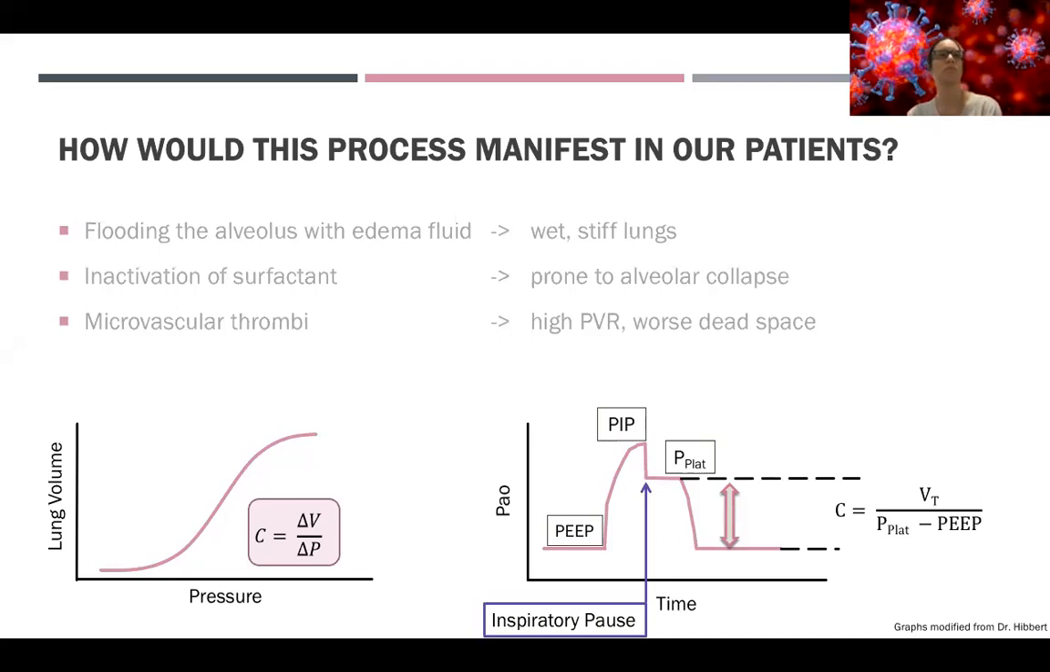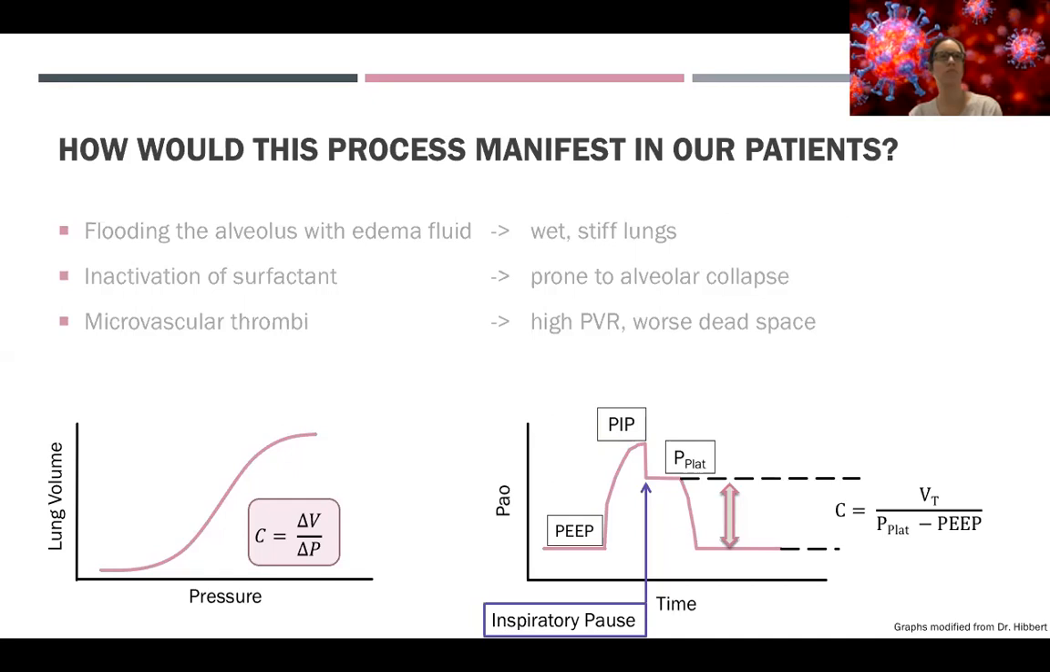And as the lung stiffens, you need more pressure, a greater change in pressure to result in a change of volume, which lowers the compliance. So ARDS is a disease of low compliance. Over here on the right, imagine this is our rendering of a ventilator tracing.